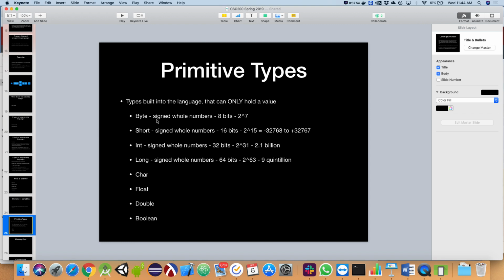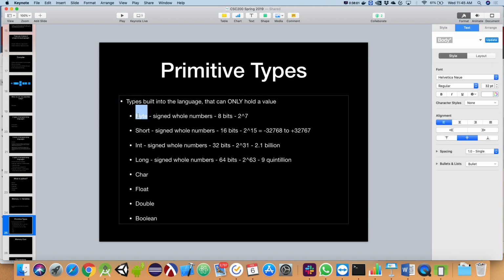All right, so for the first couple of minutes here, I want to talk about these first four. All right, so a byte is a signed whole number. Signed means it can hold positive and negative values. So this can hold like the number 5 or the number -7. A short is a signed whole number. It could also hold a 5 or a -7. An int is a signed whole number. It could also hold a 5 or a -7. A long is a signed whole number. It could also hold a 5 or a -7. Why do we need so many different ways of storing signed whole numbers?